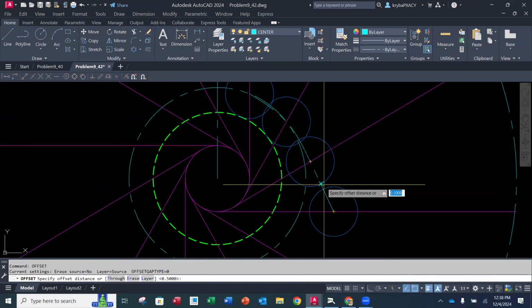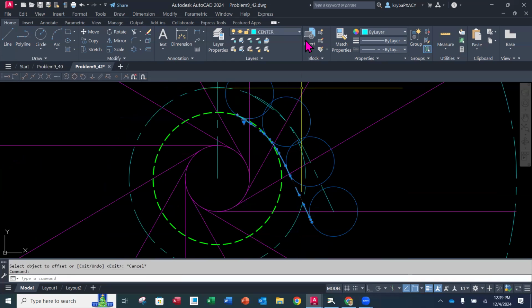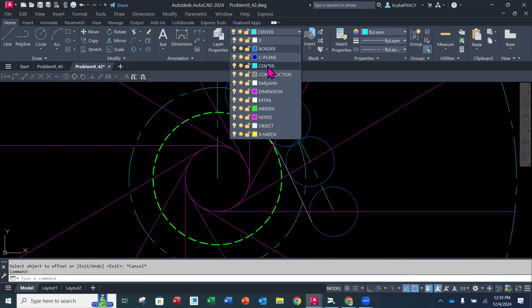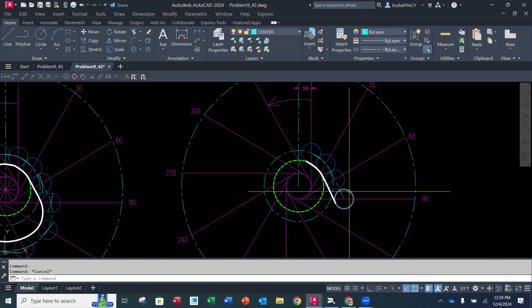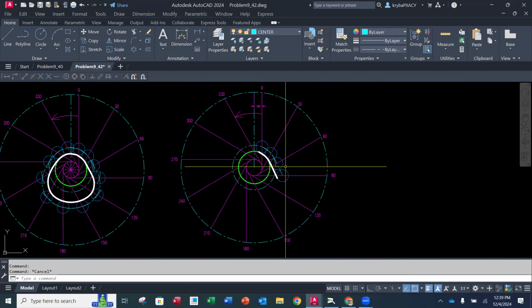And then I'm simply going to offset it 0.375 or whatever the radius of the roller would be. Okay, it might be different, so make sure that you read that. And then this becomes your cam profile. Okay. So any questions on that process?